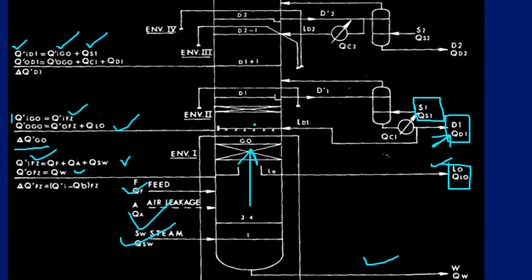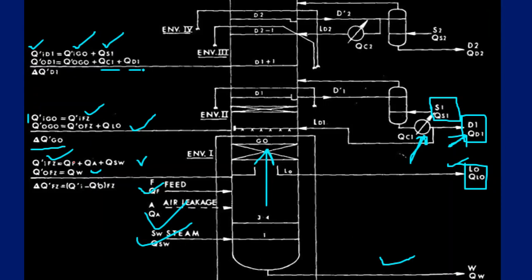This is the amount of energy that is leaving. And also if you look here, this is QC1. This is the condenser where we are condensing a portion of the material for the reflux. So this amount is also leaving. So we can say that QC1 and QD1, these are two more streams apart from the Q dash OGO, that is apart from the previous outlet of energies.